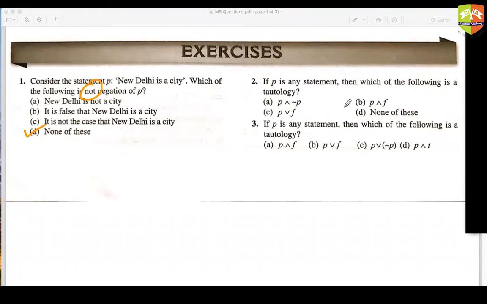If P is a statement, then which of the following is a tautology? A is a tautology. One second, sir. F means a statement which is false. Okay, this is false. One second, sir. C. No, none of these.